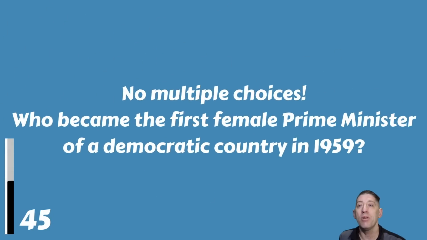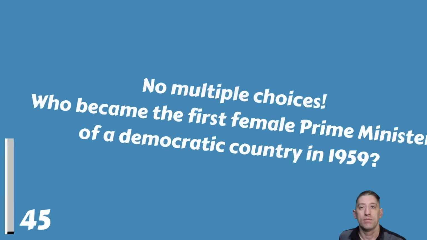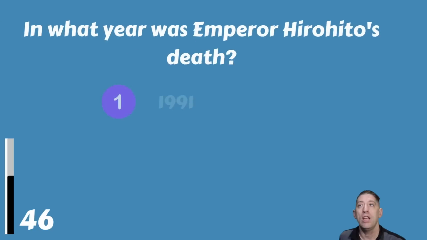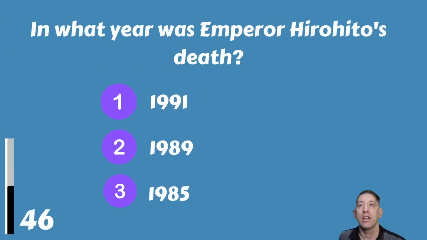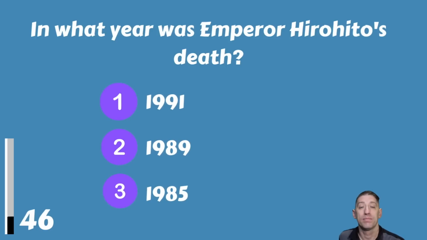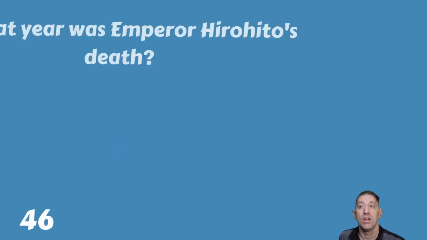Who became the first female prime minister of a democratic country in 1959? Margaret Thatcher. In what year was Emperor Hirohito's death? 1991, 1989, or 1985? 1989.